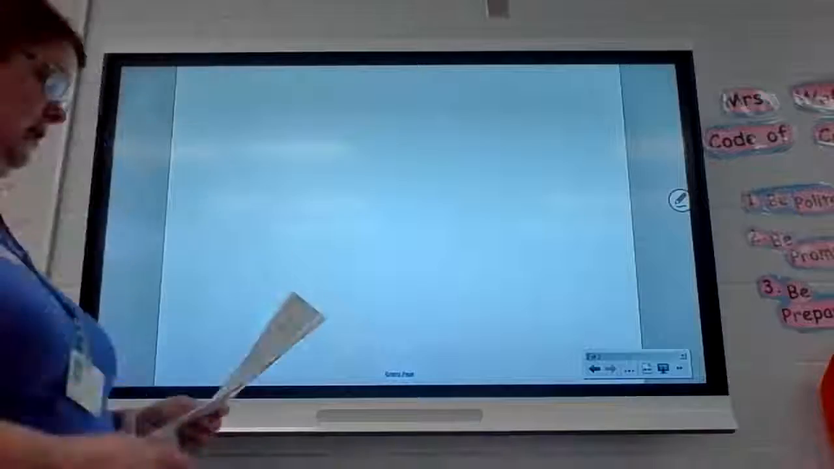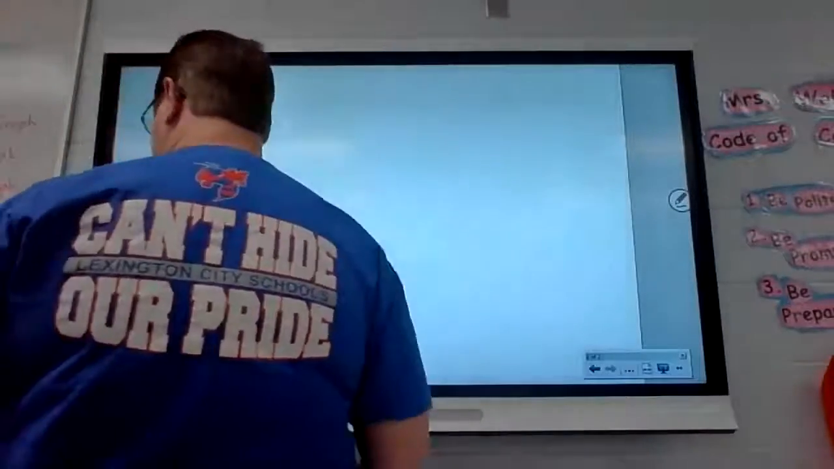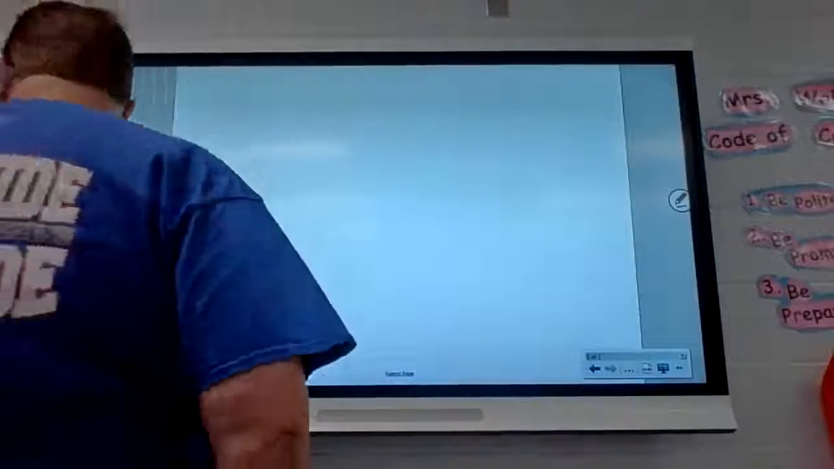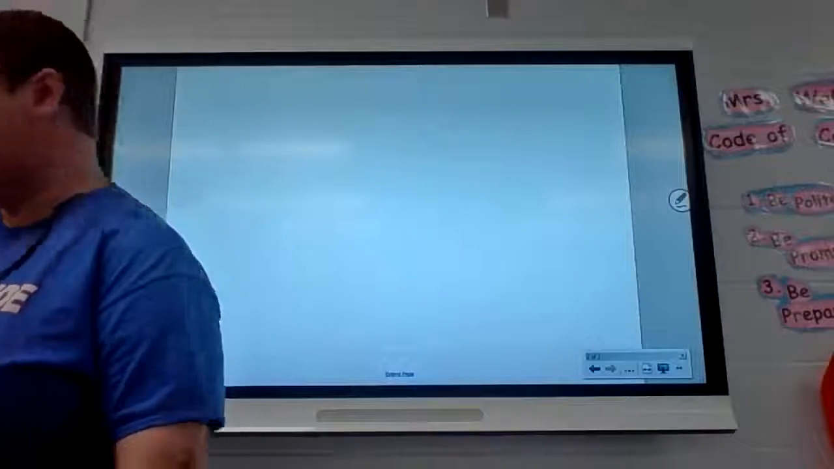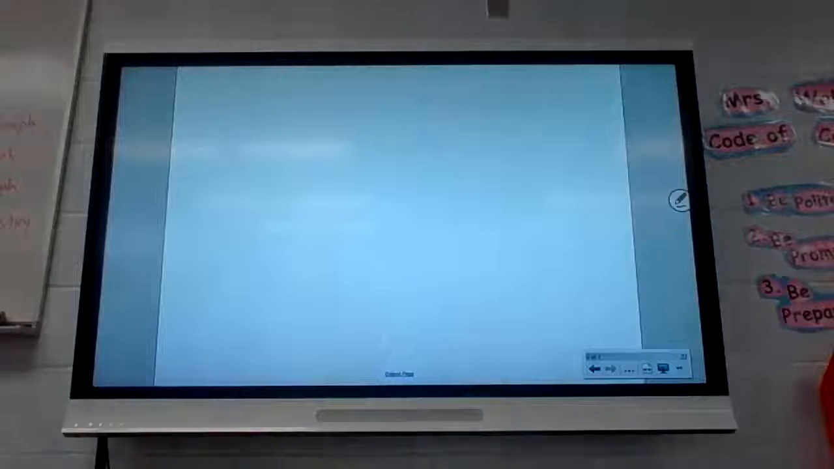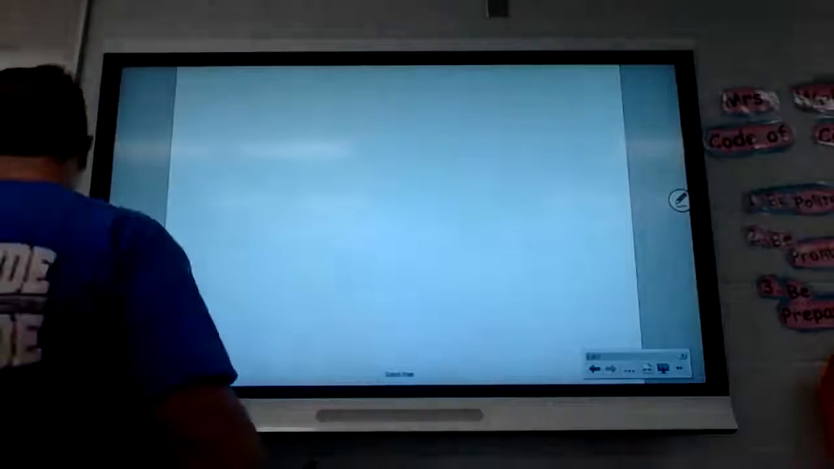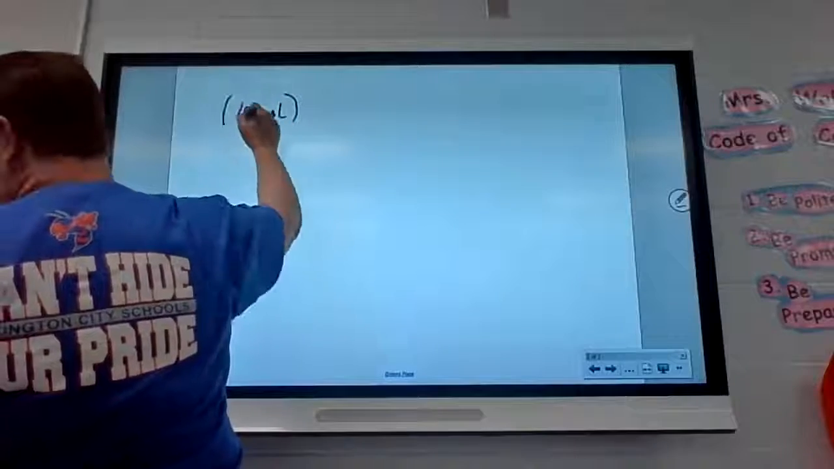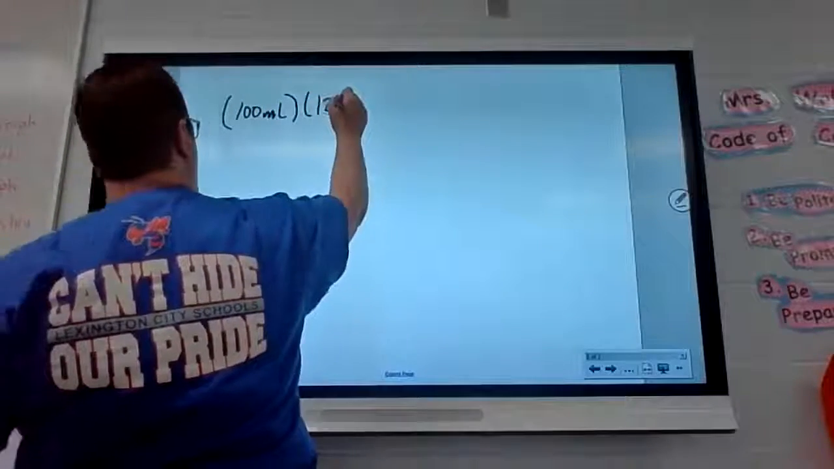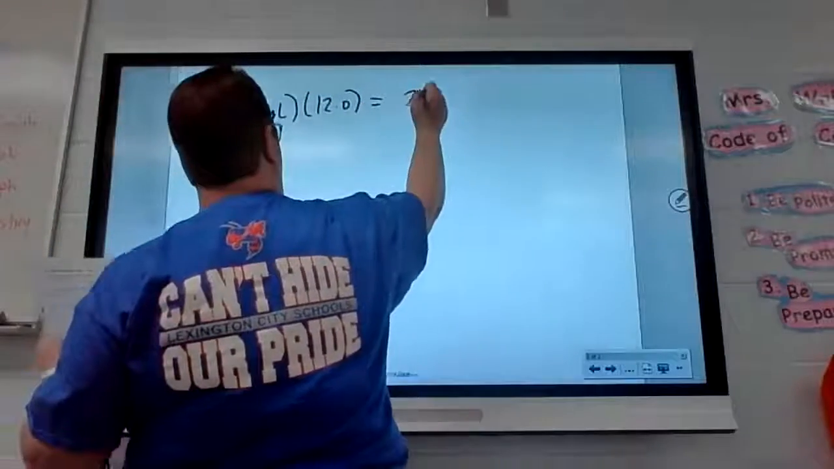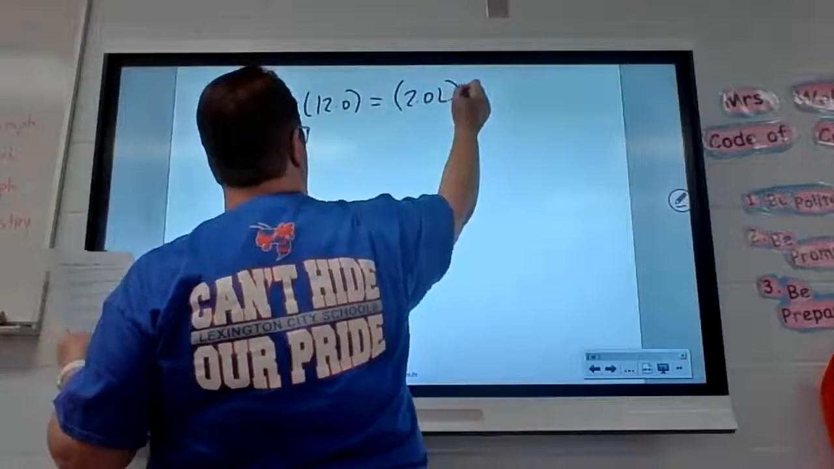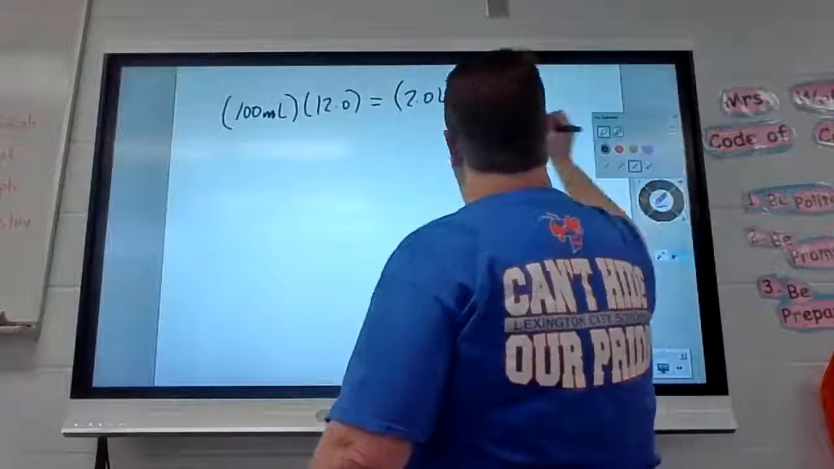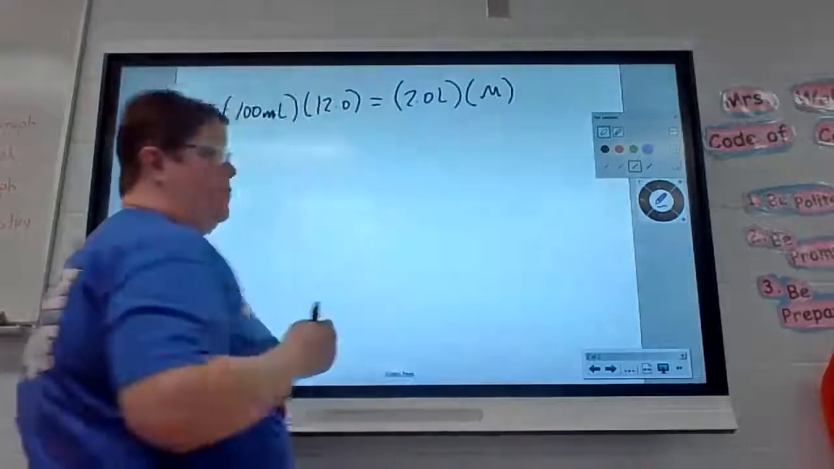Number 5, it says you've got 2 volume units that don't match. Number 5, you have 100 milliliters, and you have 12.0 molar, and you have 2.0 liters, and you're finding big M. Because your units do not match, you have to change them. Doesn't matter which one you change.